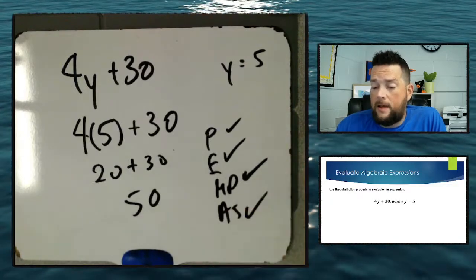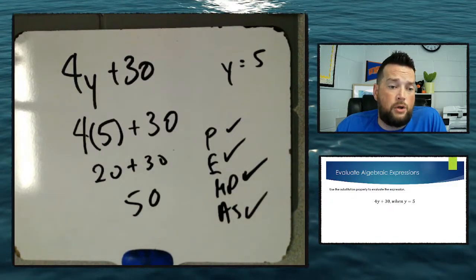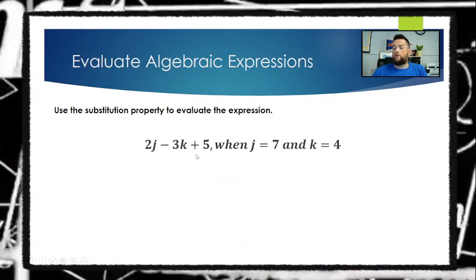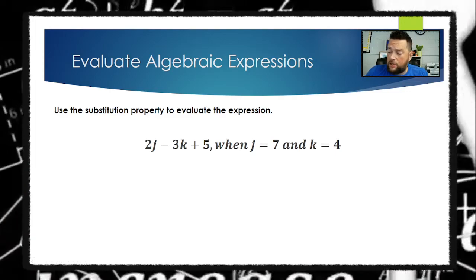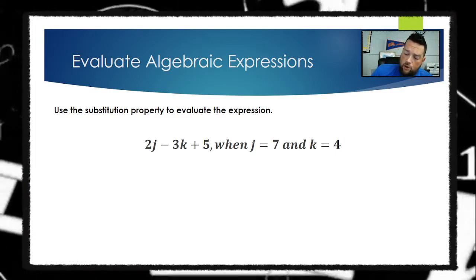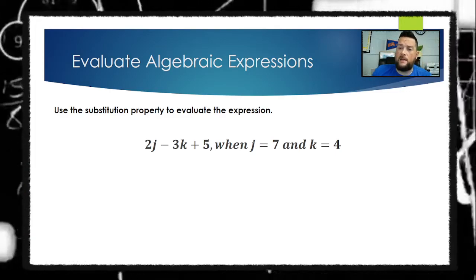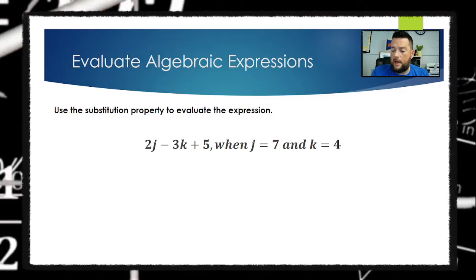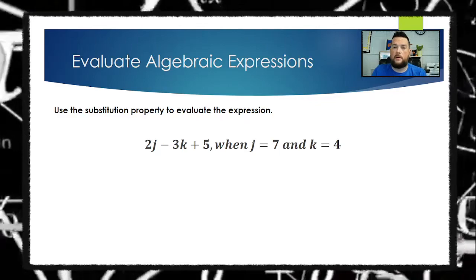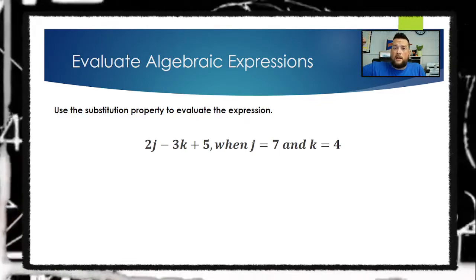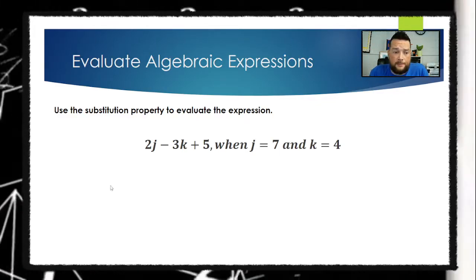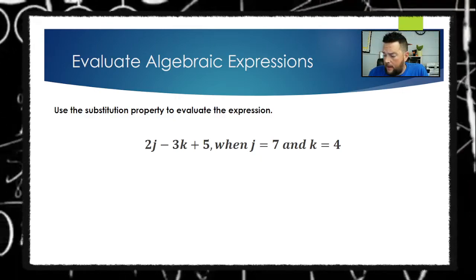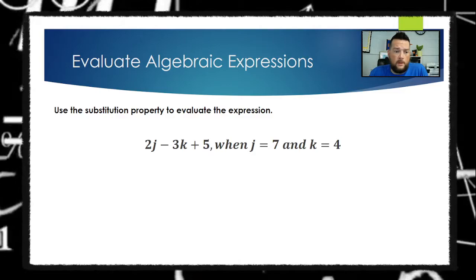All right, so that's how you evaluate an expression. Now I want you to try this one right here. You try this one. This one actually has 2 variables. On your scratch sheet of paper, start out by writing the expression 2j minus 3k plus 5, all right? And then you're going to want to take it on down to the next step. We know that j equals 7 and k equals 4, all right?